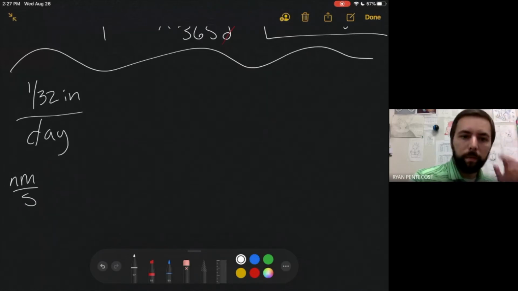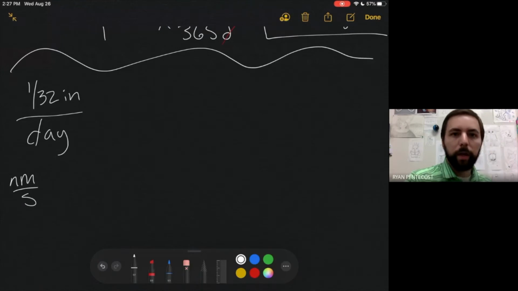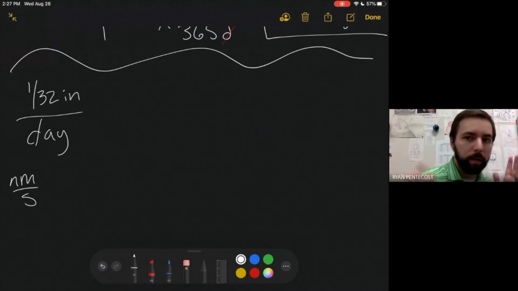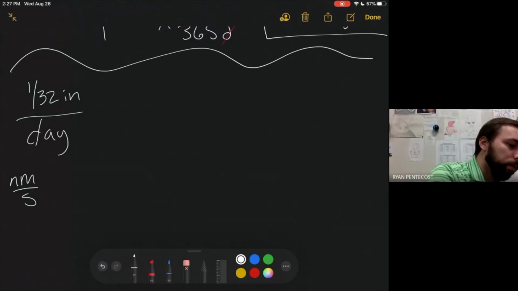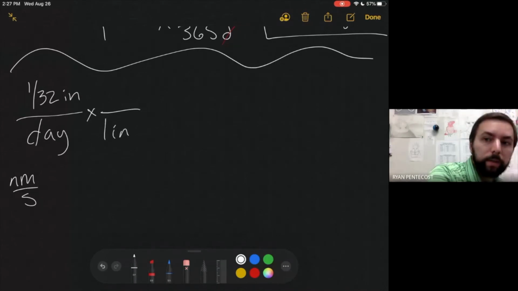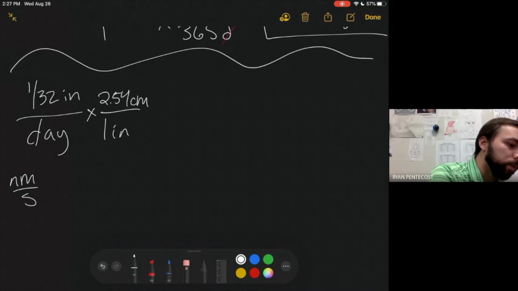So here is our goal: nanometers per second. So we start at inches, and again, I always find that inch to centimeter because that's the only thing I've got memorized from English to metric at this point. So times in a line. Inch needs to go on bottom because it's got to cancel. 1 inch to 2.54 centimeters.